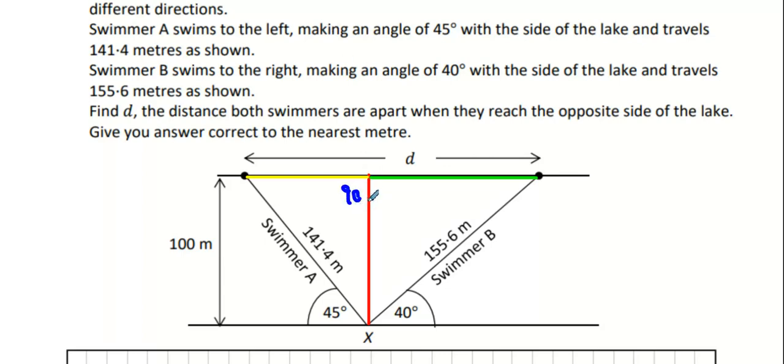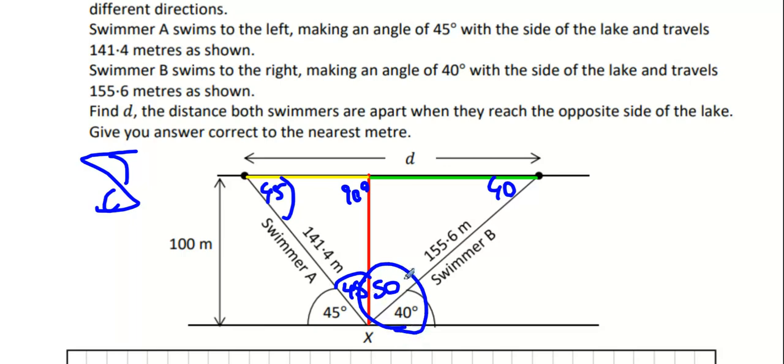Now, this is a 90-degree triangle. Now, if this angle here is 45 degrees, this whole thing has to add to 90 degrees. That'll make this angle here 45. And oddly enough, there's something called alternate angles. It would also make this angle 45. And this angle would be 40. Because this angle down here would be 50 because it has to add to 90. The two of them have to add to 90. So we have all the angles we need.